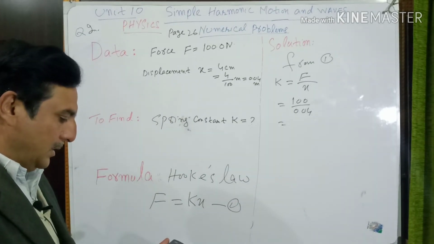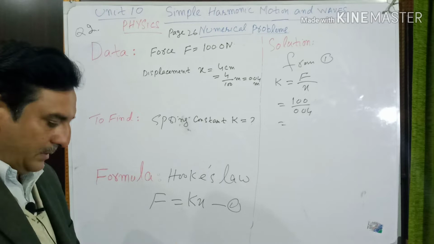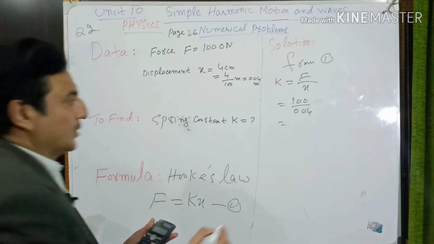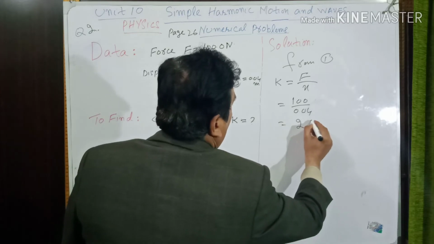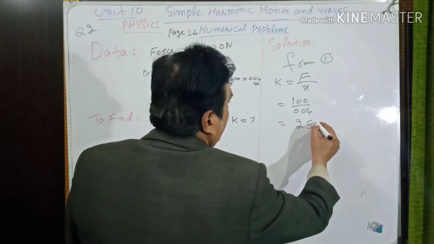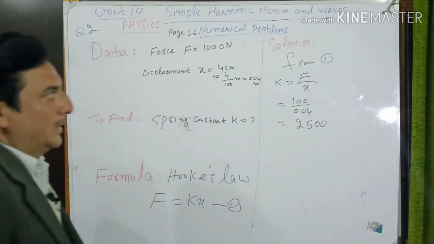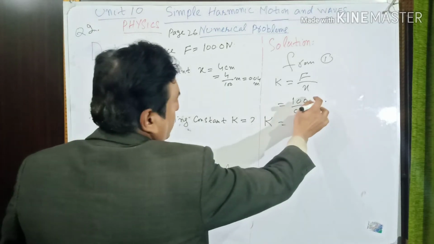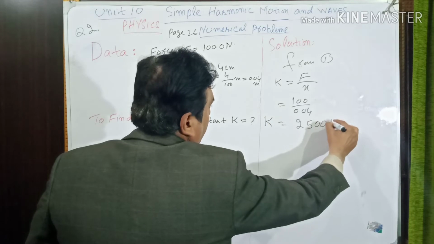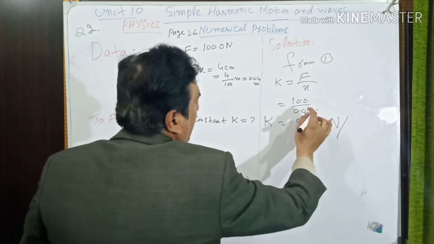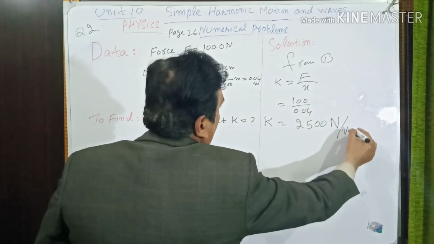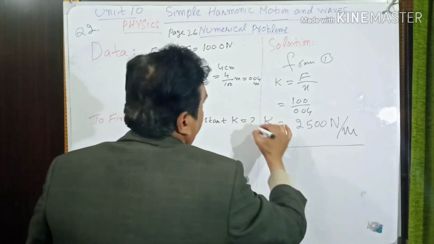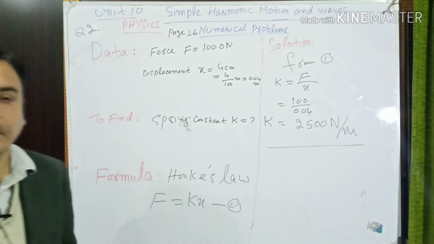100 divided by 0.04 is 2500. Unit of spring constant: force Newton and displacement meter. This is our required answer. Okay.